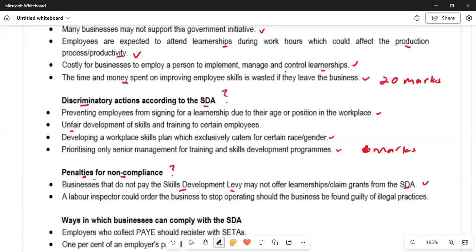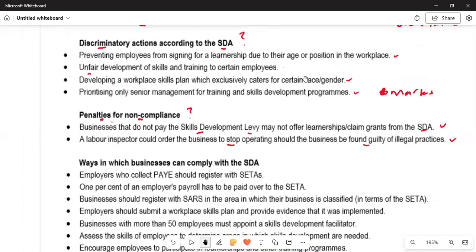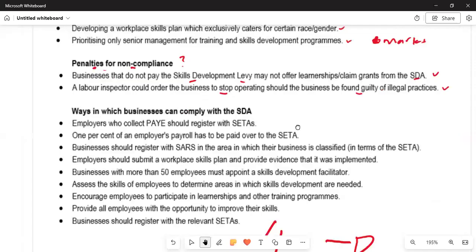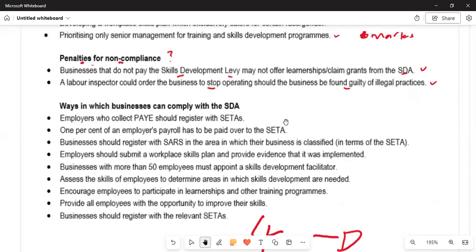A labor inspector could order the business to stop operating should the business be found guilty of illegal practices. So the business will stop if they are not complying with this act, because the labor inspectors are the ones who are going to do that. It is very important to take note of that. Those are the penalties that the business is going to face. Normally, this act carries only 4 marks, whereby you just mention only 2 points under penalties. So what are the ways in which the business can comply with this act?